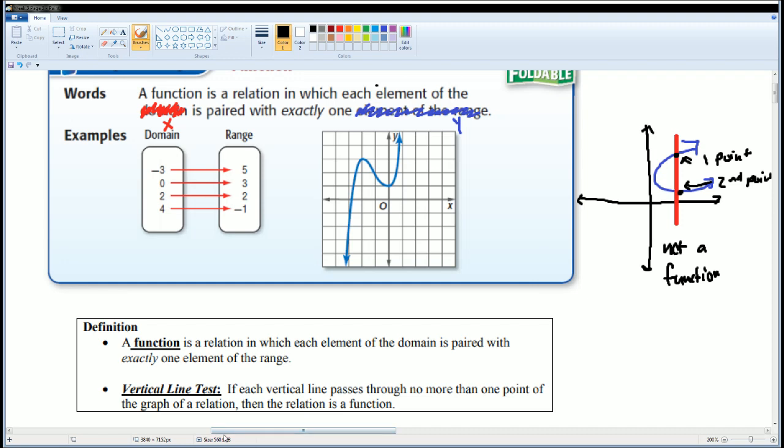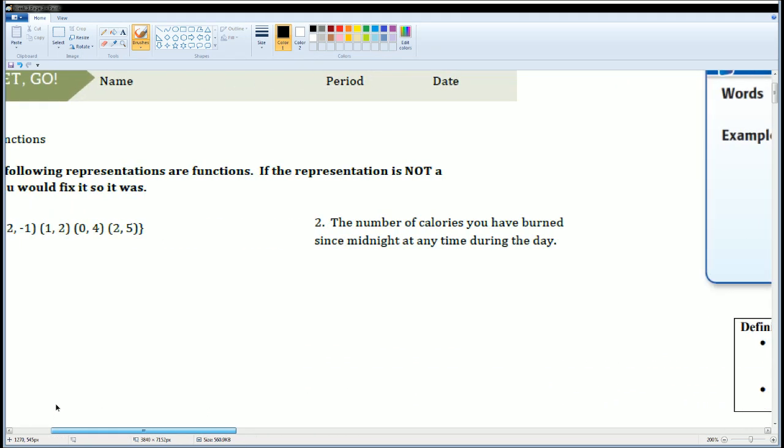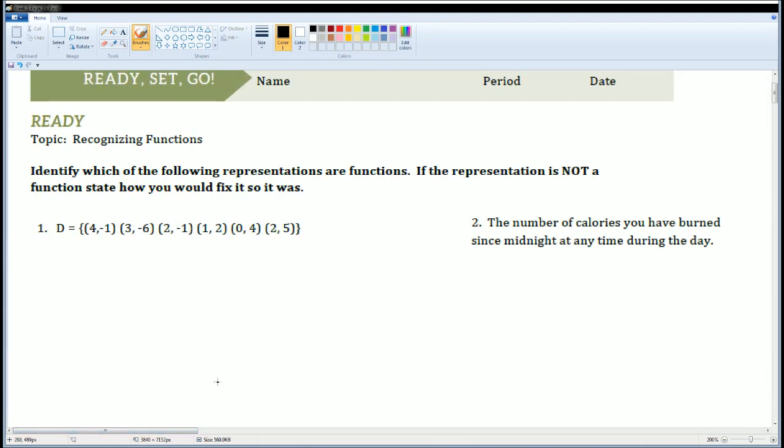Okay, all right, so let's take a look at number 1. These are just a list of points. So what we can do is put our x values here and our y values here. Our x values look like 4, 3, 2, 1, 0. Oh man, okay, let me make more room. So 0, 1, 2, 3, 4, and there's a 2 here.